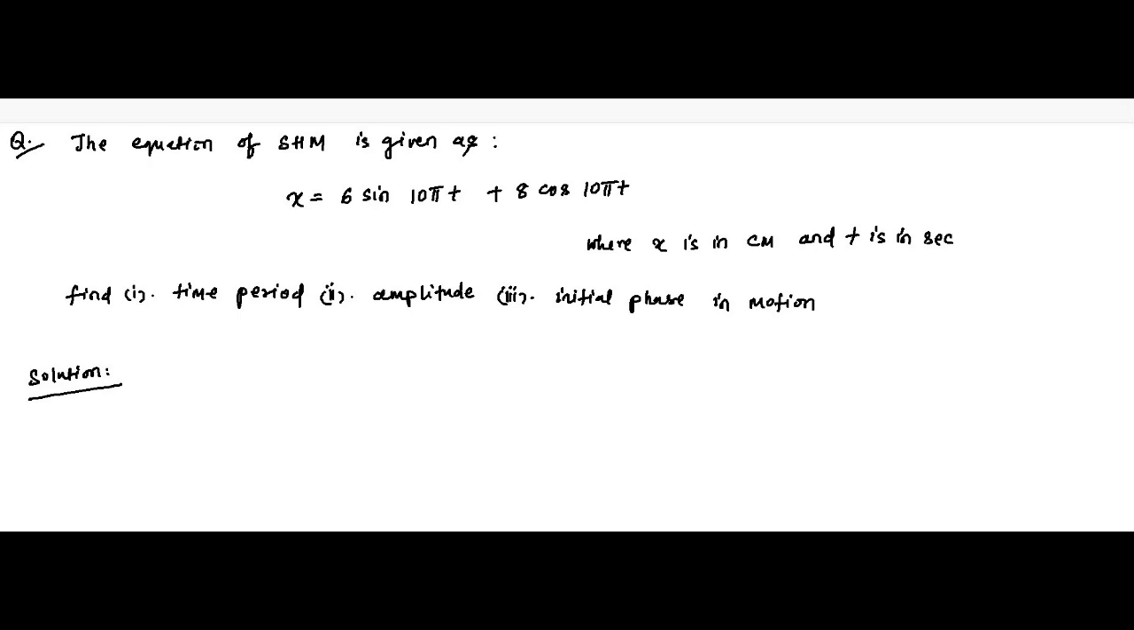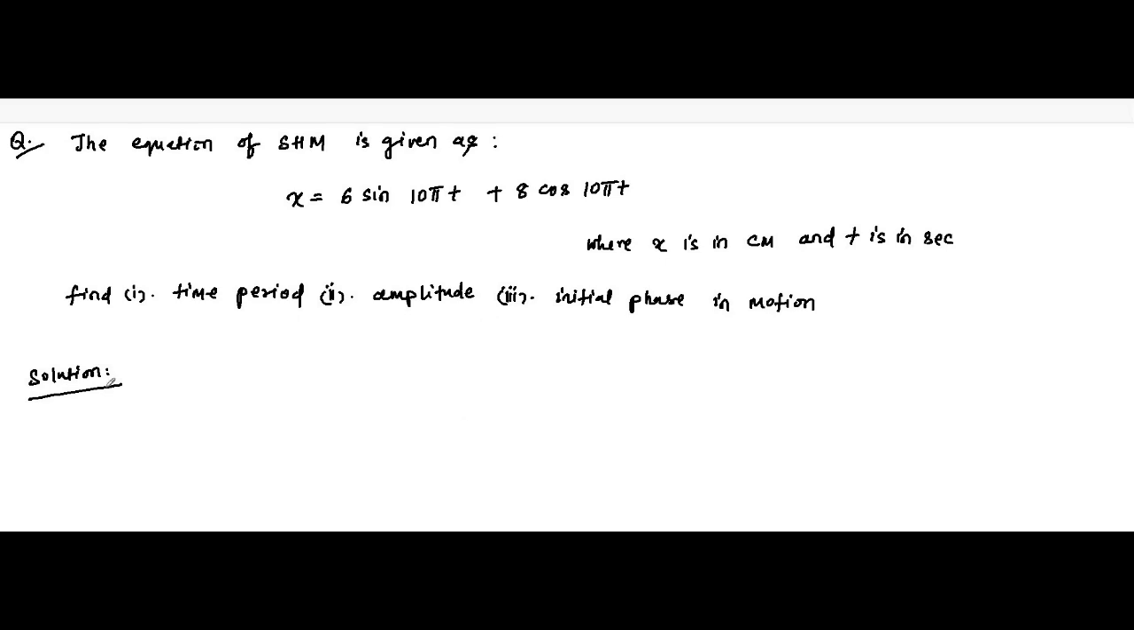Hello friends, so here is another question on SHM equation. It is given that the equation of simple harmonic motion, SHM, is x equals 6 sin 10 pi t plus 8 cos 10 pi t, where x is in centimeters and t is in seconds. We have to find the time period, the amplitude and the initial phase of this SHM motion.